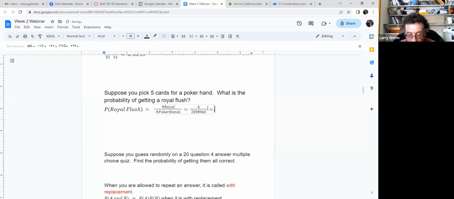So that's 0.123451539. Okay, very, very small probability, by the way. Any questions on this example? Okay, now let's do another example.